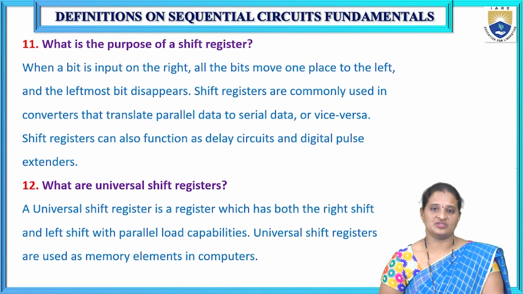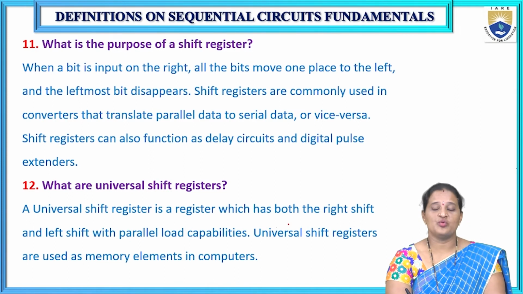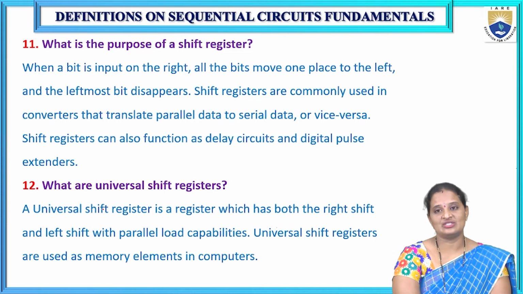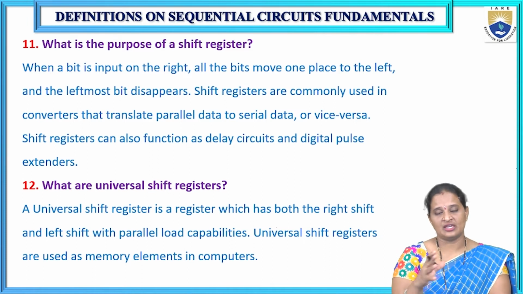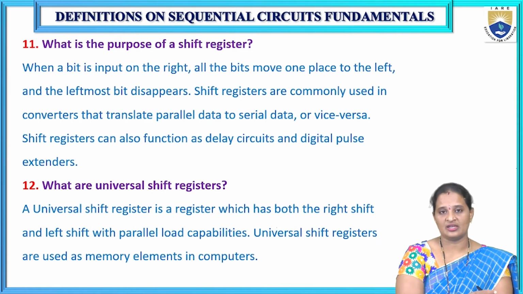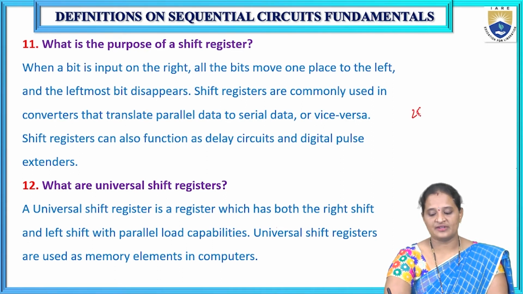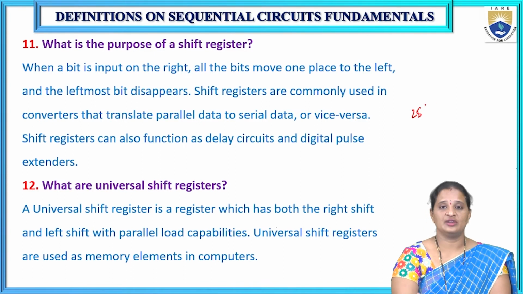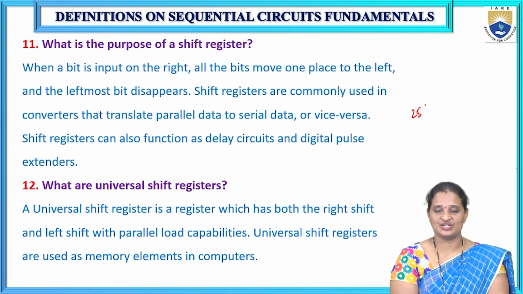What is a universal shift register? A universal shift register is a register which has both right shift and left shift with parallel load and serial load capabilities. A shift register can either shift the data to the left or shift the data to the right. If the data is shifted to the left, we call it a left shift register, or if we are moving the data to the right, we call it a right shift register.